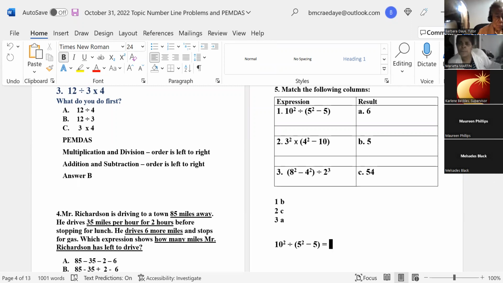I choose 54, C. No, that's not what I asked you. I asked you, what is 10 to the second power? Right here. You have to divide. No, what does 10 to the second mean? Multiply 10 by 10. What is it, Maureen? You multiply 10 by 10 twice. Yeah, it's multiplied 10 by 10, which is 100.